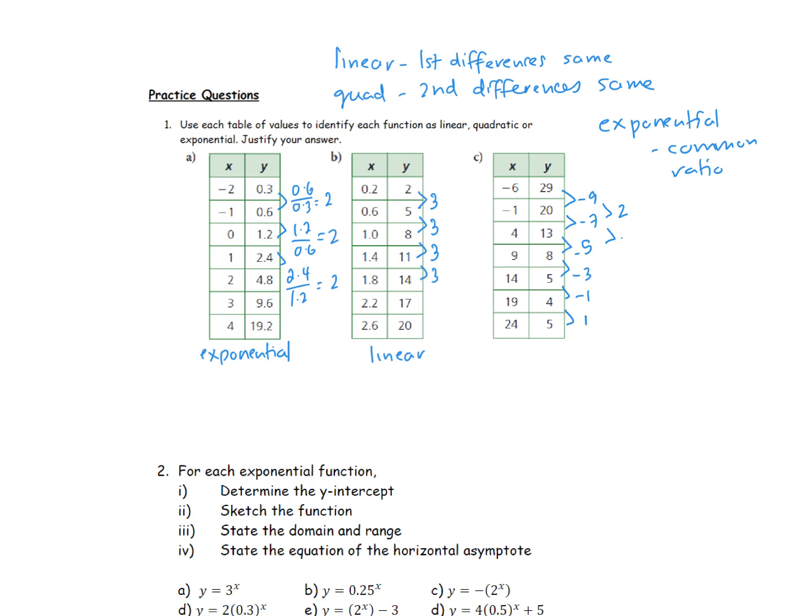Increasing by 2, increasing by 2, increasing by 2. So since the second differences are the same, then I know it is a quadratic function. Okay? So linear: first differences are the same; quadratic: second differences; and exponential: common ratio.